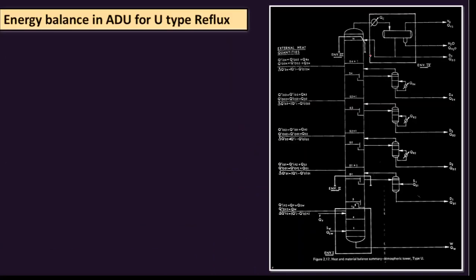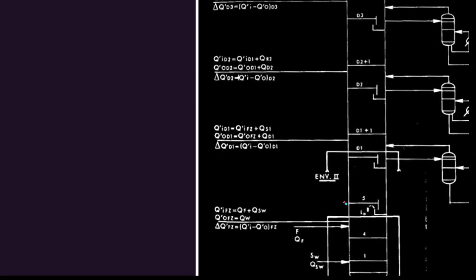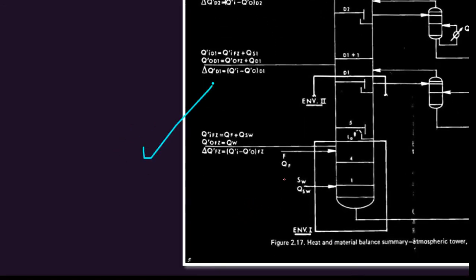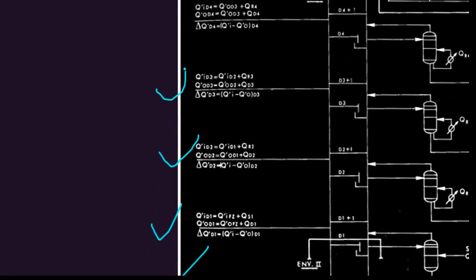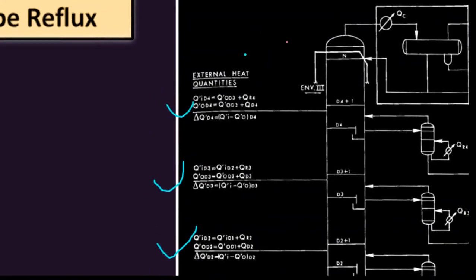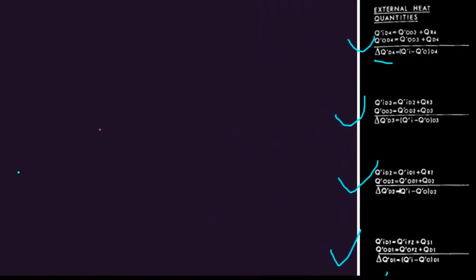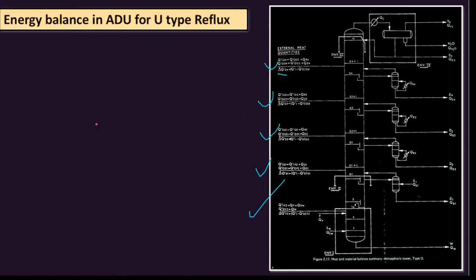If you see the diagram, this is one diagram where all the energy equations are developed for the U type. Similarly, they have developed one up to the flash zone, this one up to D1, this one up to D2, this one up to D3, and so on. These are the external heat quantities, and the delta is the amount that is going to the upward sections. So in this way you can do it.